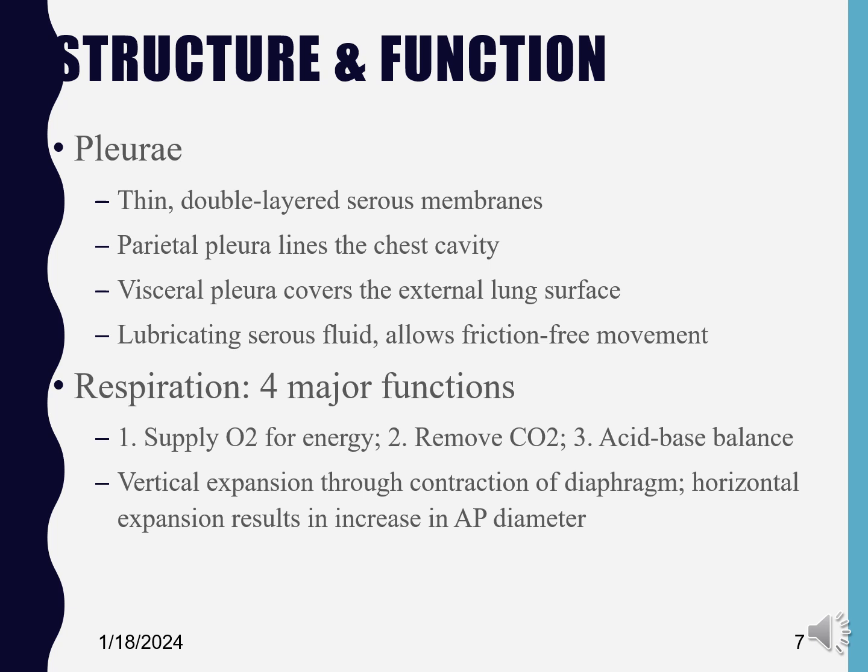So we also know that our air moving in and out of our lungs is critical to supply oxygen for energy. They expel CO2, the carbon dioxide, and they provide an acid-base balance for the pH in the body, along with the kidneys, etc. So the vertical expansion through the contraction of the diaphragm is an important piece. And so we have AP diameter, which is anterior to posterior diameter, and your transverse diameter is the long ways.